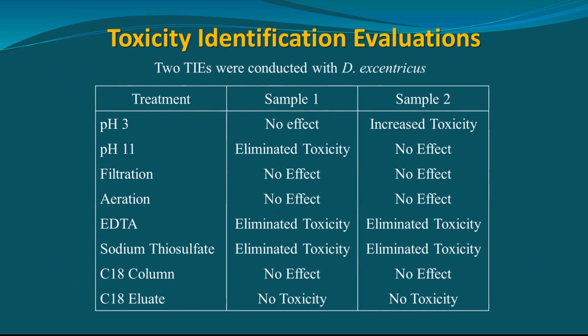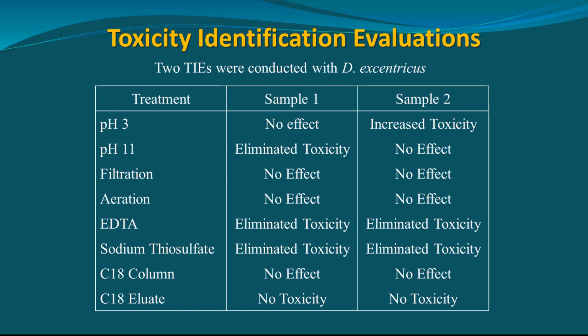And so these are two separate TIEs. So you have over here the treatments, pH 3, and basically what that is, taking that sample that was probably at neutral pH around 8 or so, taking it down to 3, and then bringing it back up and testing it. The same thing with pH 11, is raising it and then bringing it back down and testing it.